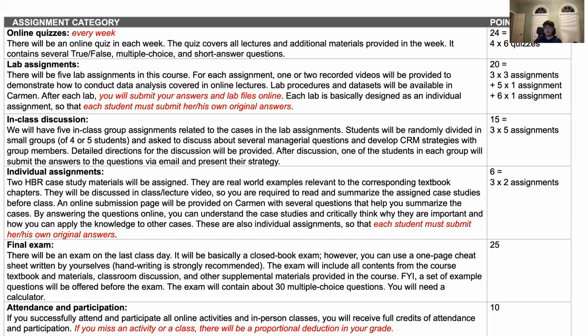And last, attendance and participation. To receive full credit of attendance and participation, you have to successfully attend and participate in all of online activities and in-person classes. If you miss an activity or a class, there will be a proportional deduction in your grade.